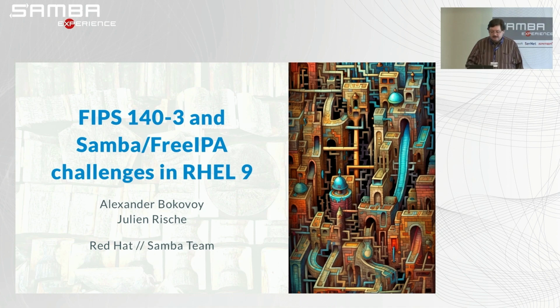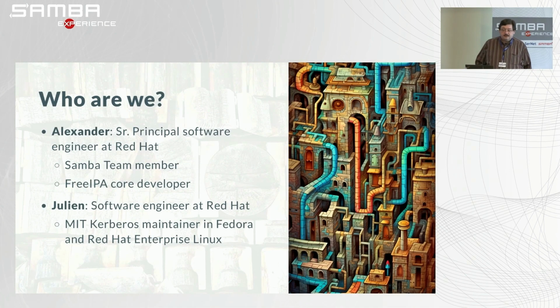Most of the meat in this presentation was derived by my colleague Julian Risch. Julian is an engineer at Red Hat who maintains MIT Kerberos in Fedora and RHEL. He came to Red Hat from, I think, CERN, where he was the guy doing the FreeIPA deployment. So the whole CERN was working on that architecture. And his work on MIT Kerberos proved very fruitful for this work. So the talk will show that.